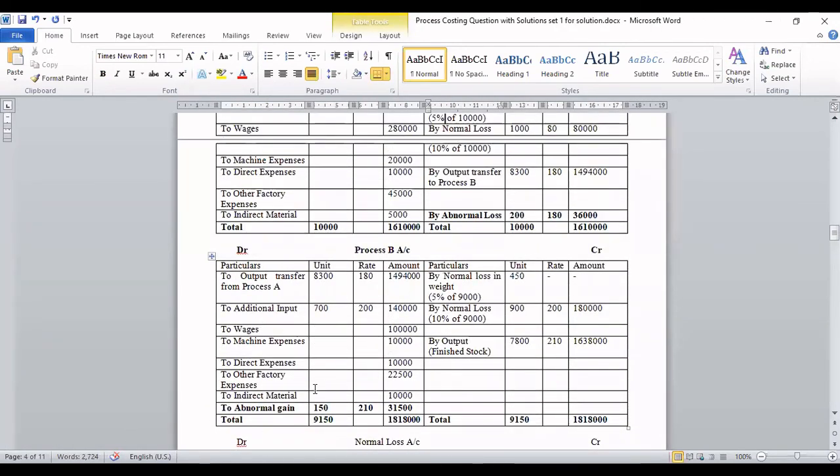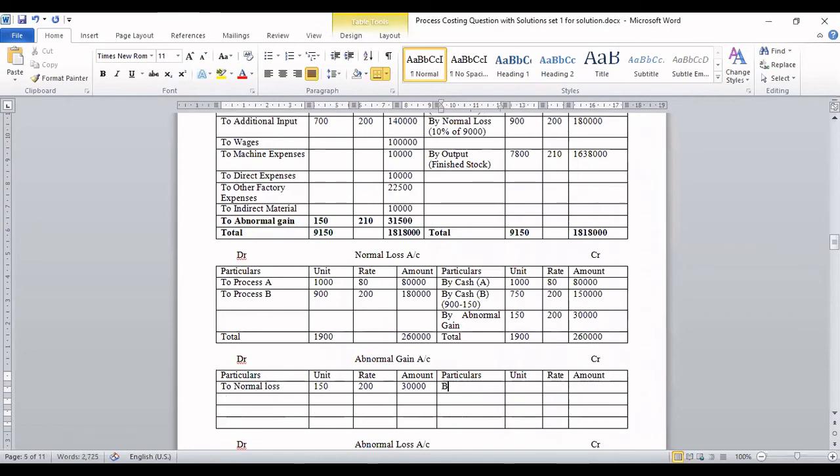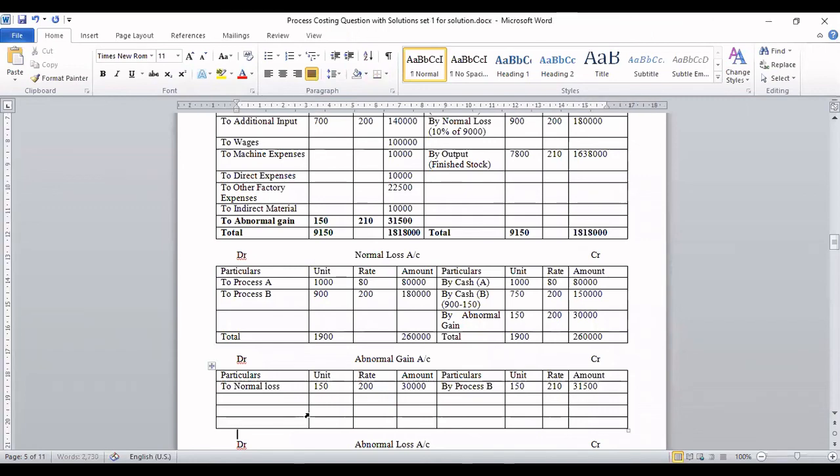What happened? It is on the debit side. See here. So when you post in the abnormal gain account, it will appear on the credit side. Correct? Credit side. So we'll write here "by process B account." And what was the unit? 150 units. And what was the rate? 210. Amount? 31,500. So the posting is done.